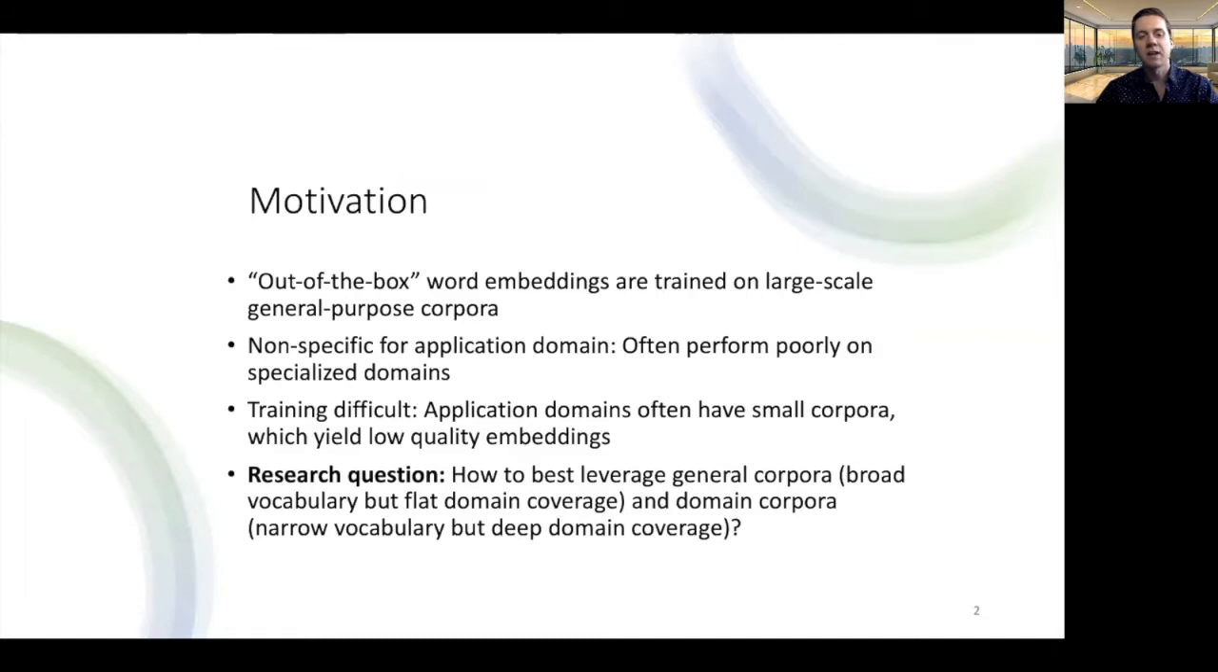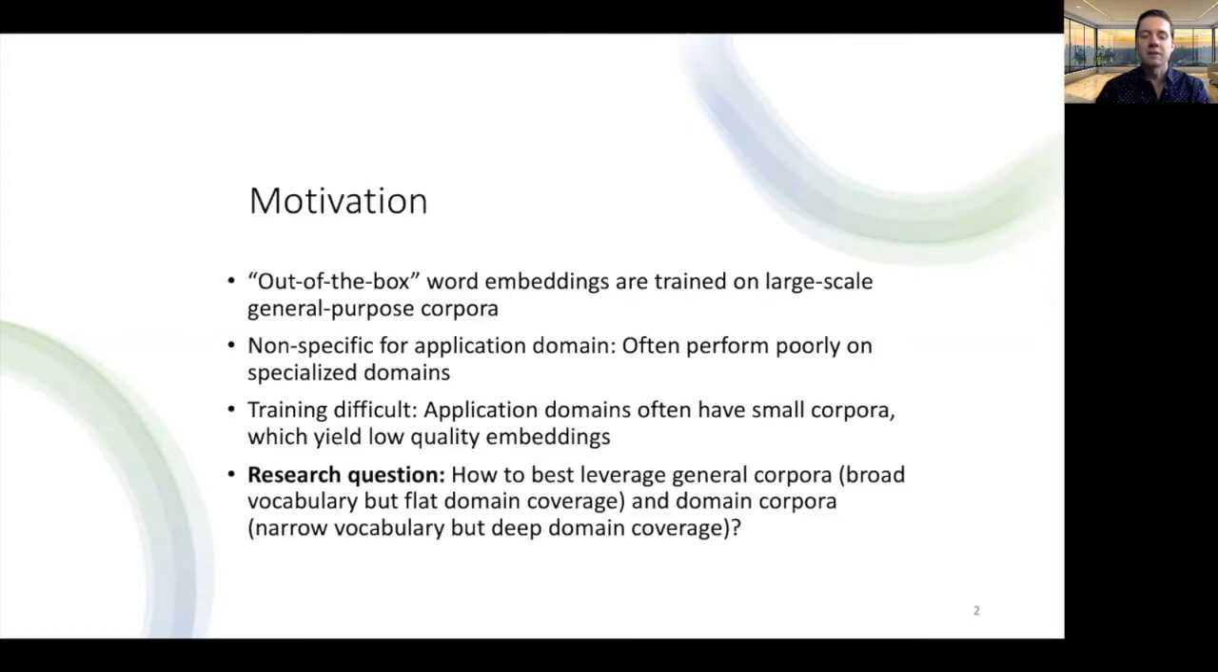The motivation behind this work is that out-of-the-box word embeddings are usually trained on large-scale general-purpose corpora like Wikipedia. And since these are not specific for the application domain, they often perform poorly in these specialized domains. In addition to that, application domains often have very small corpora, which makes training of embeddings difficult. And in turn, this leads to low quality embeddings.